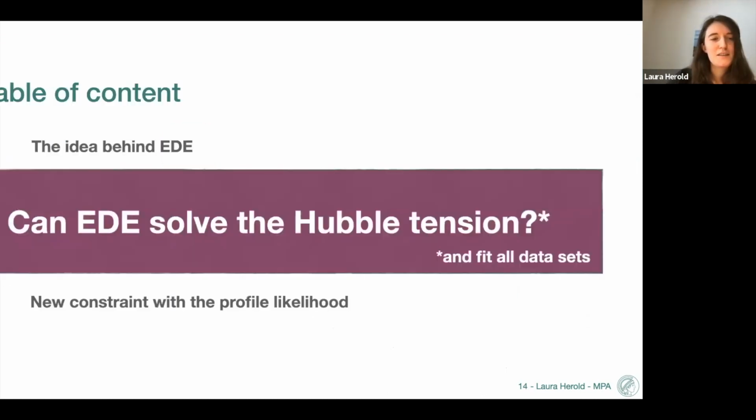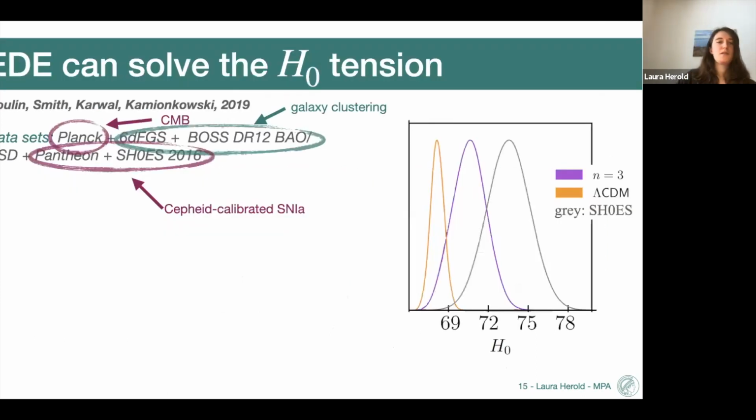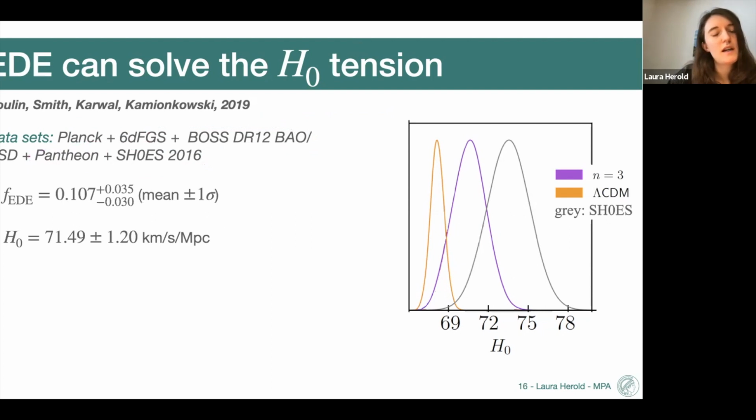So how does early dark energy fare when compared to data? Can early dark energy solve the Hubble tension and simultaneously fit all available cosmological data sets? If one looks at this dataset combination, which consists of the Planck CMB, the galaxy clustering data from BOSS and FDS, and the Cepheid-calibrated type 1a supernovae from Pantheon and SH0ES, one finds that yes, EDE can solve the Hubble tension. And if one runs a full MCMC on these data sets, one finds that the data prefers about 11% of early dark energy and an H0 of about 71.5.